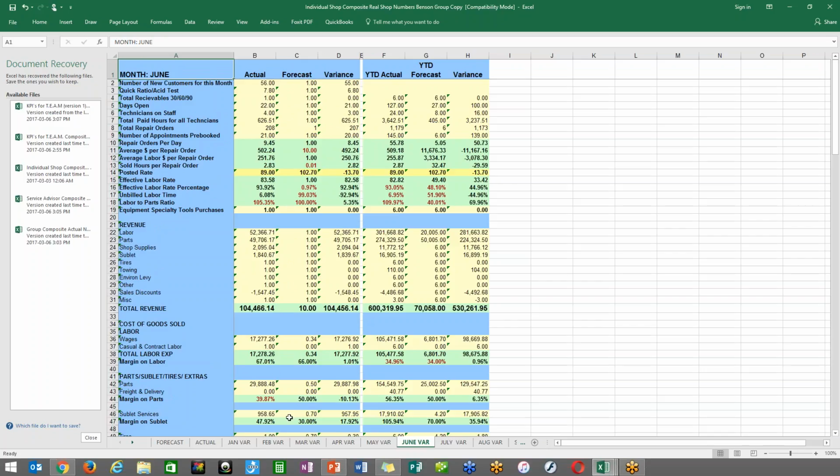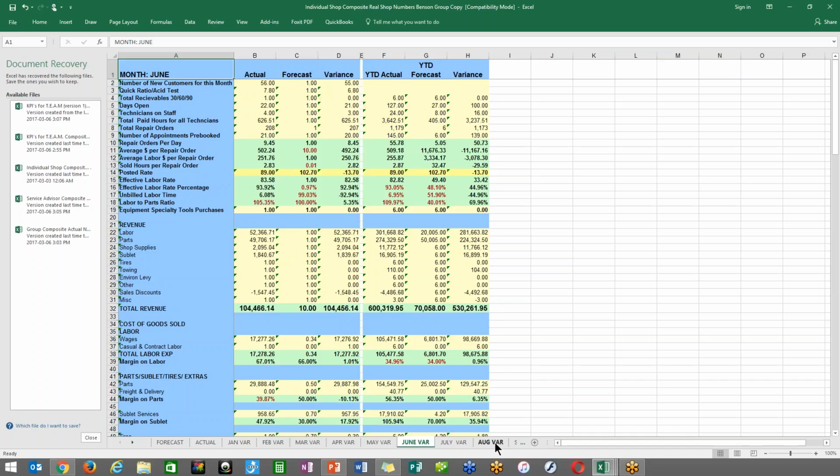And then forecasting, it shows you what you said you would do, what your variance is, what you said you would do in June compared to where you actually are in June. But it does the year-to-date variance as well. So it's accumulating each month. It's not just allowing you to see in June where you thought you'd be compared to where you are, but you can see year to date.